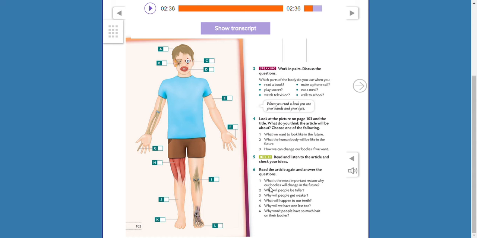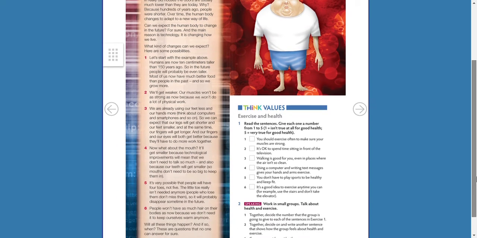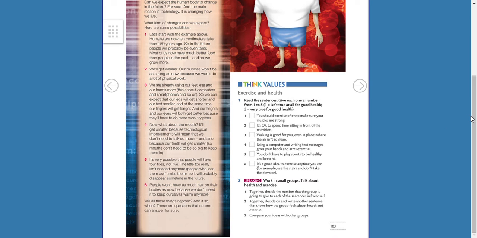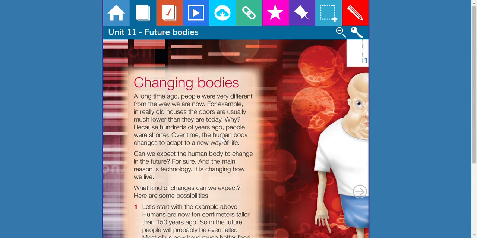So the idea is to answer those questions with this article. We're going to read and try to analyze this activity. This is for you: Changing Bodies. Remember, change is from cambios.